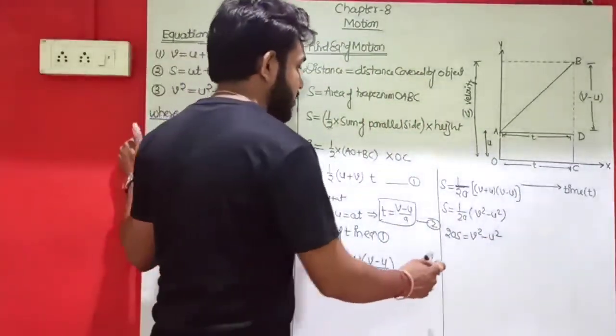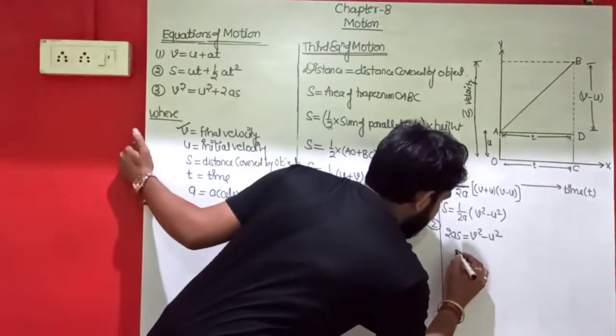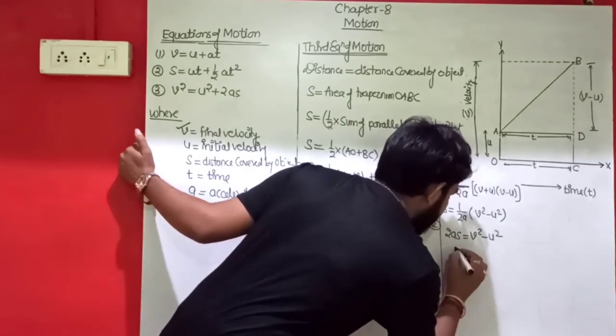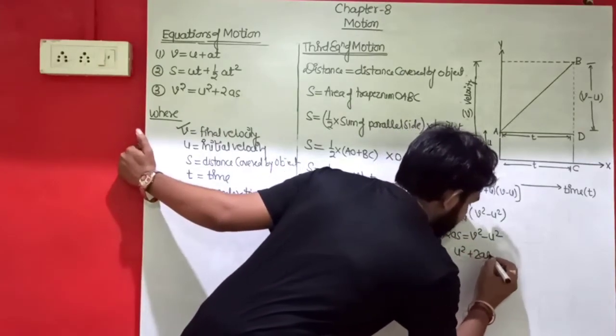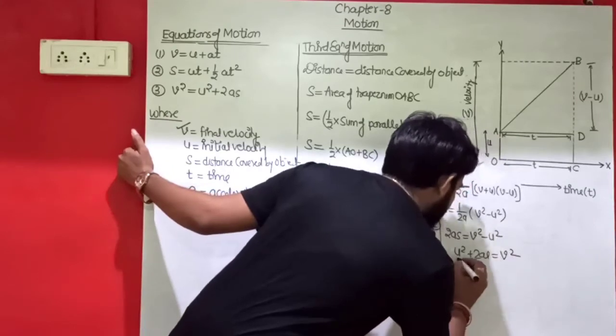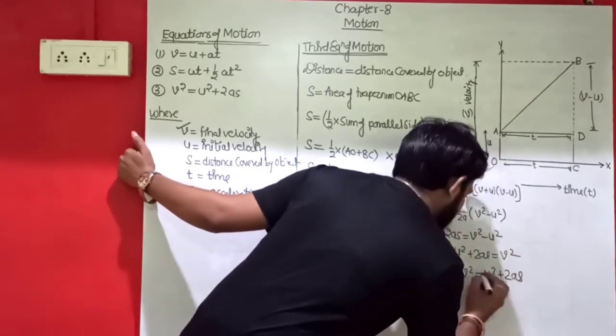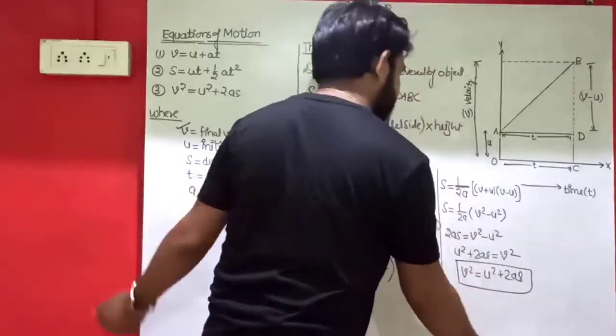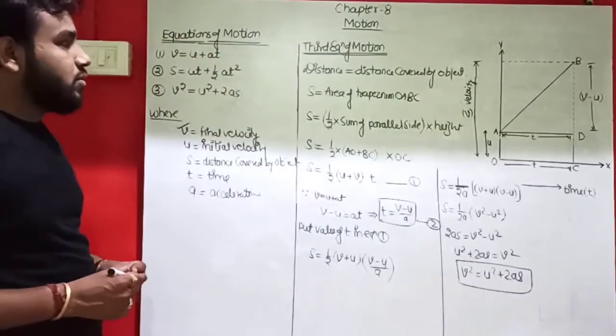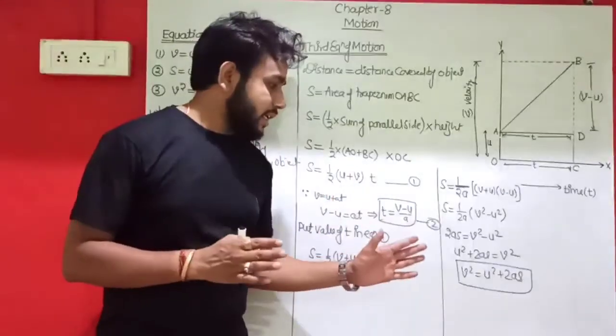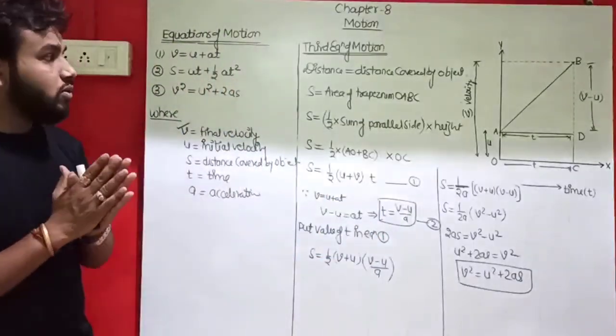And now we discuss, and U square को ट्रांसपोज कीजिएगा तो U square plus 2AS equal to V square. So now we can write this V square equal to U square plus 2AS okay. So this is the third equations of motion.